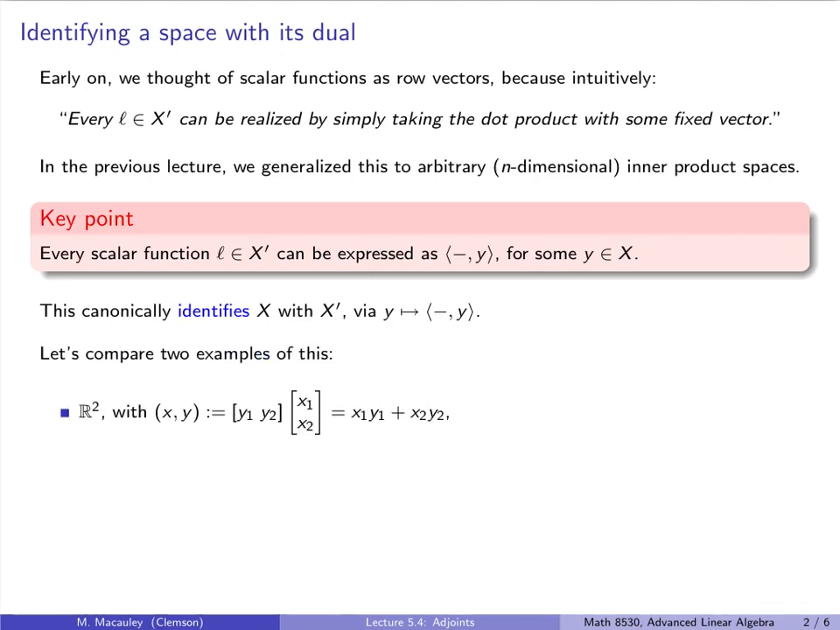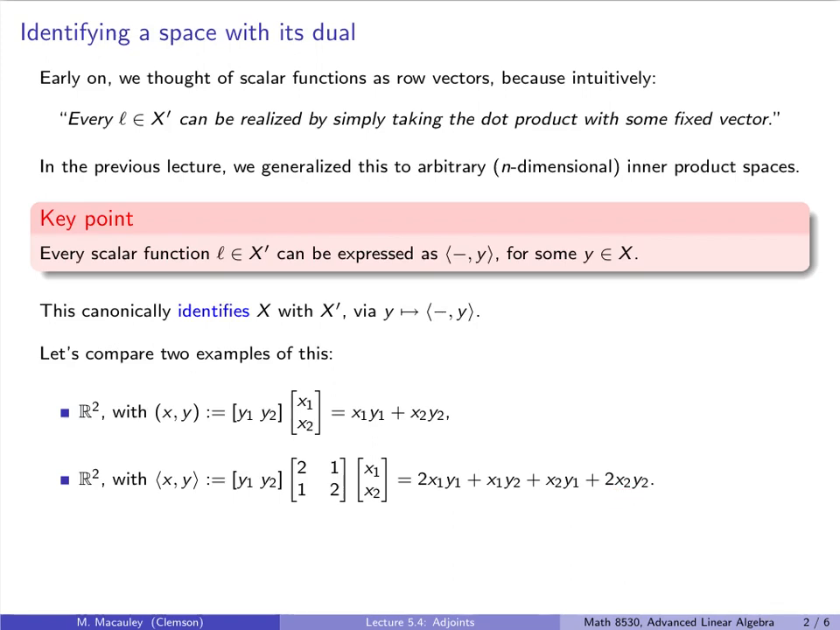Let's compare two examples of this so we can understand it better. I'll start with R2 and the standard dot product, which we all know and love. And we'll also look at R2 with this non-standard inner product that I've showed you before, defined by the inner product of x and y being y1, y2 times the matrix 2, 1, 1, 2 times the vector x1, x2. So if you write this out, it's not hard to check, this is 2x1y1 plus x1y2 plus x2y1 plus 2x2y2.